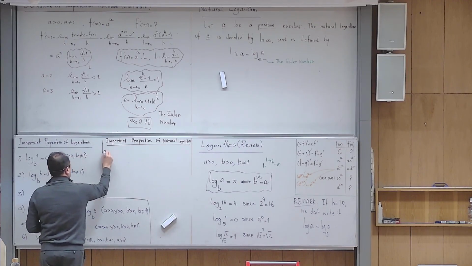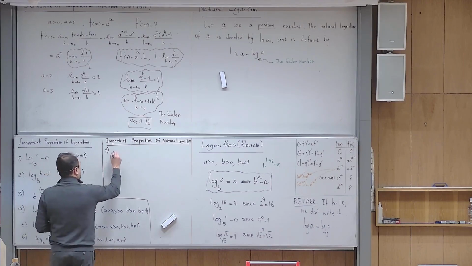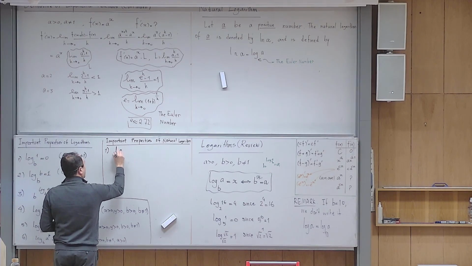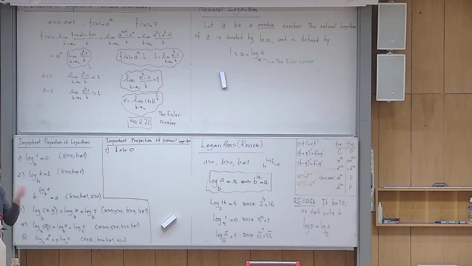So number one, I want to write something which is similar to this one, but for the natural logarithm. So what should I write? I change b to e. Then it becomes log of 1 to the base e is 0. But I told you just now that no one writes that. People simply write ln of 1. So the first formula I want you to know is that ln of 1 is 0.